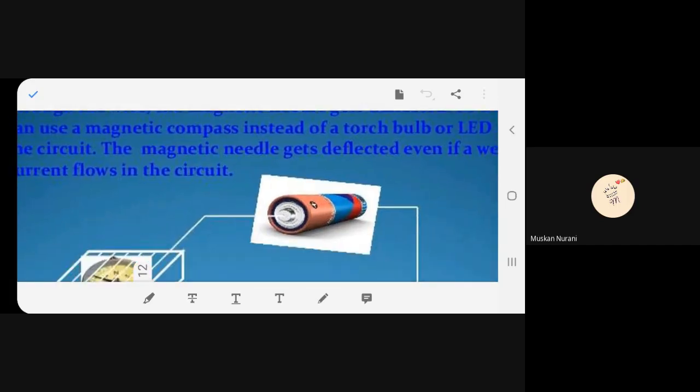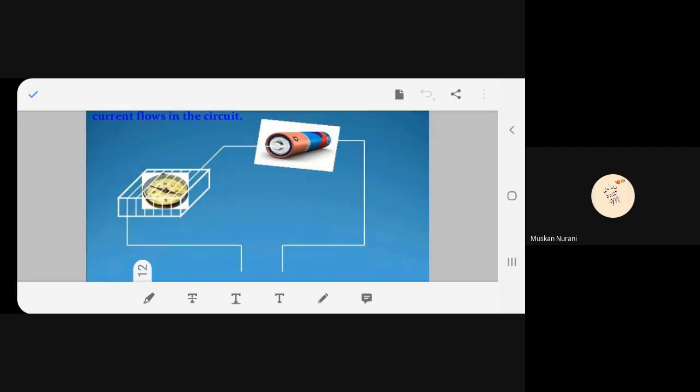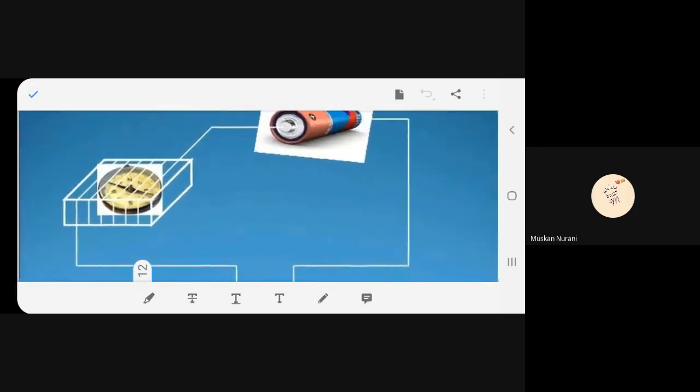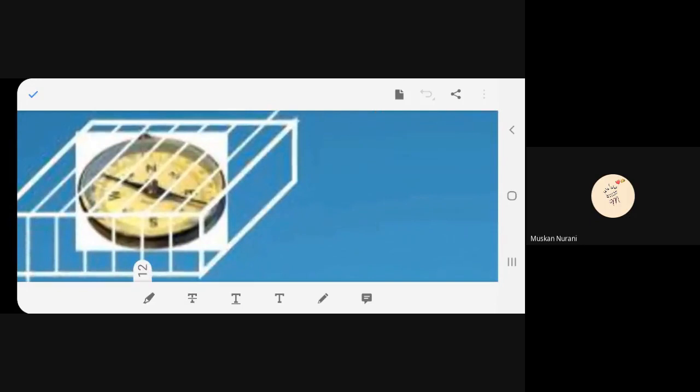This is how it looks. See, this is the circuit. This is the magnetic compass. You see this better? These are the needles. Can you see this needle? It will show the deflection like this or like this. Okay?